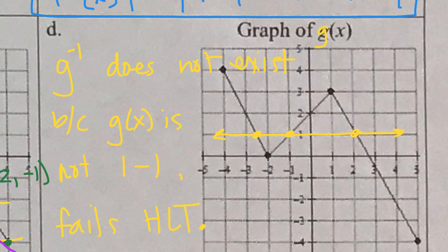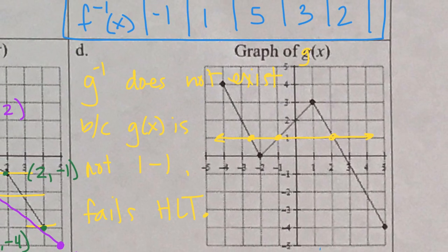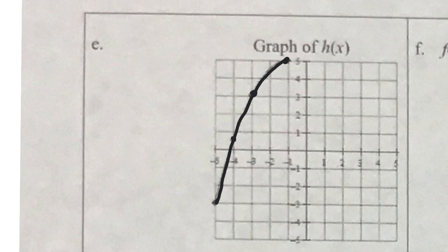Things being one-to-one: if it is one-to-one, then the inverse does exist, and it is a function. And if it's not one-to-one, then the inverse is not a function, and therefore does not exist. So let's try some algebra problems with this now.